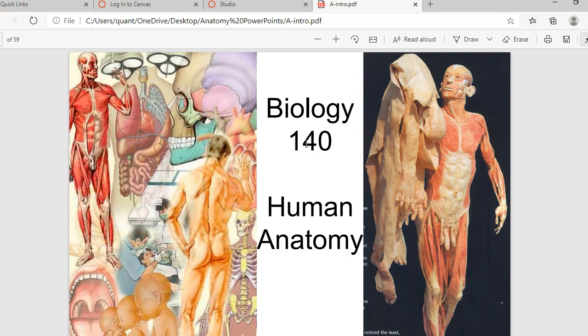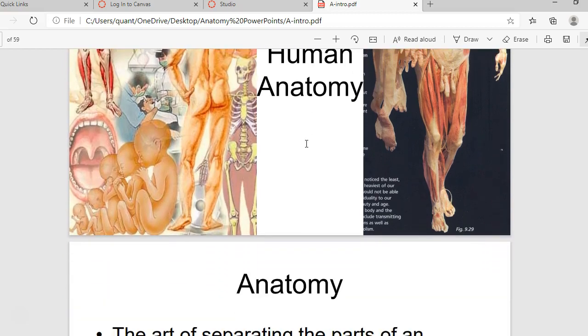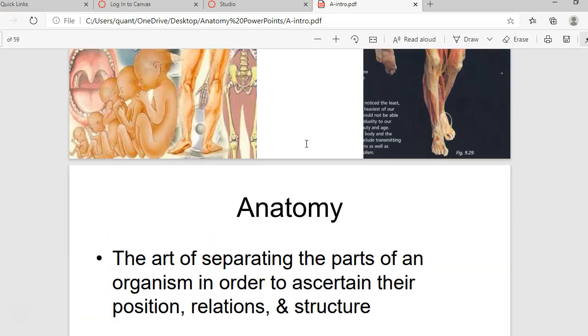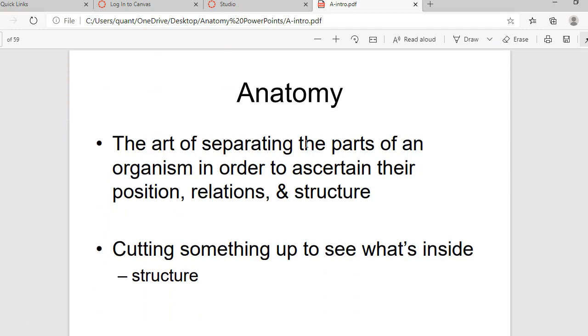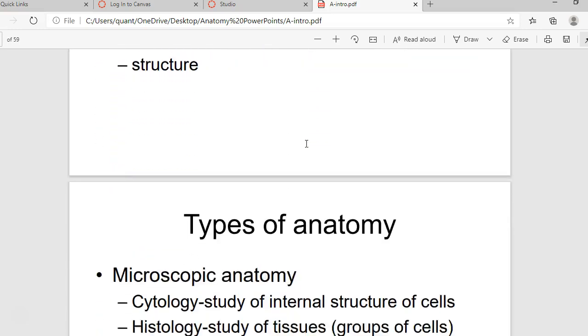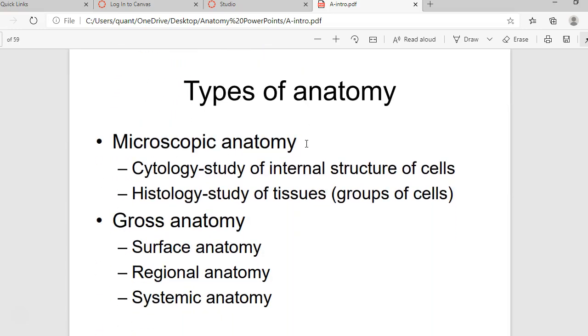All right, so Biology 140, Human Anatomy. Anatomy is the art of separating the parts of an organism in order to ascertain their position, relations, and structures. Cutting something up to see what's inside. Don't confuse it with physiology. We'll get to that. So, different types of anatomy.